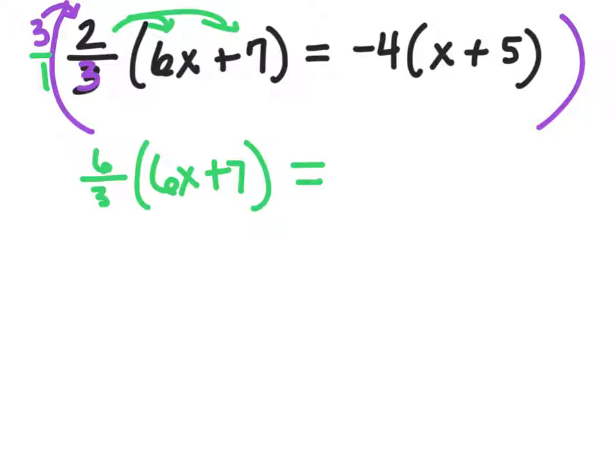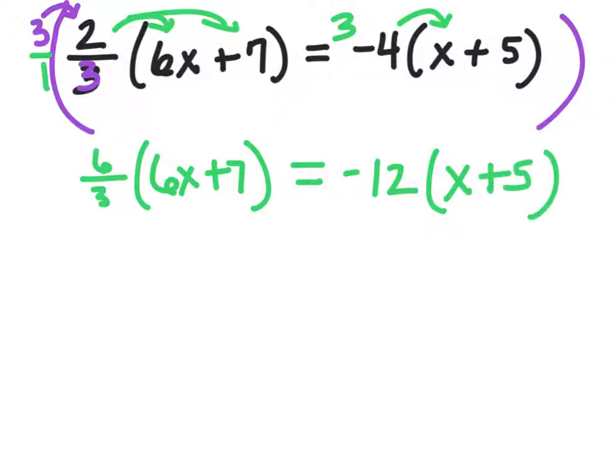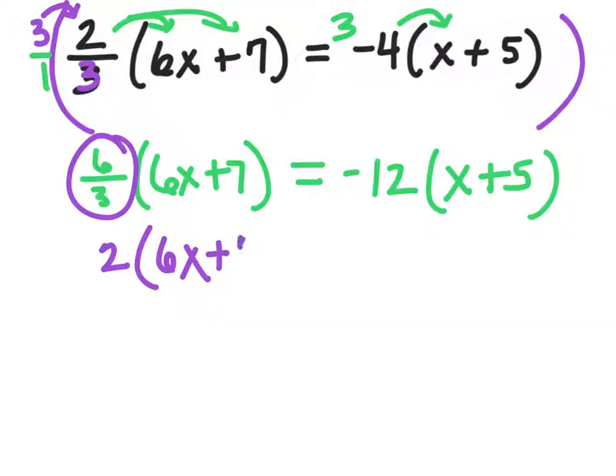And then equals, over here, I'm still going to multiply this part by 3 right outside here. And then I can do my distributing. So I have negative 12. Now I can times that by x plus 5. All right, from here you guys should be able to solve. You guys know how to distribute. The only thing I would suggest doing is changing this 6 divided by 3. That ends up being 2. So now I have 2 times 6x plus 7 equals the same thing on the other side.